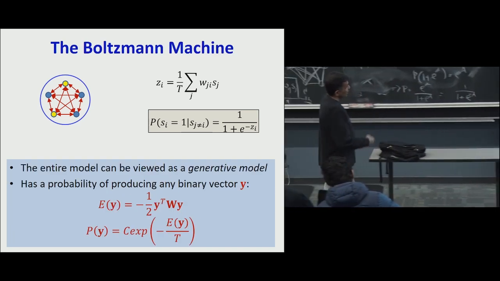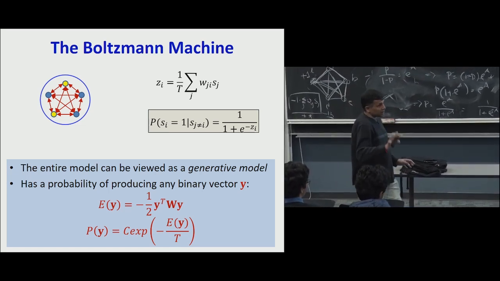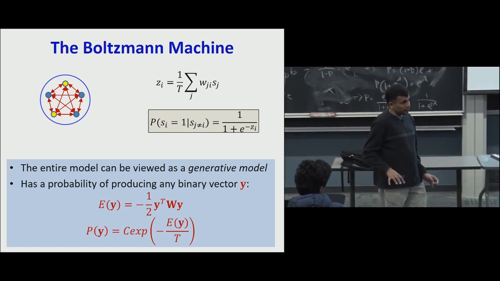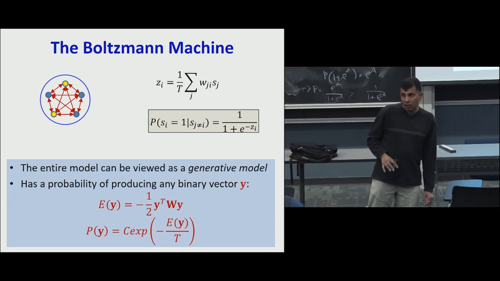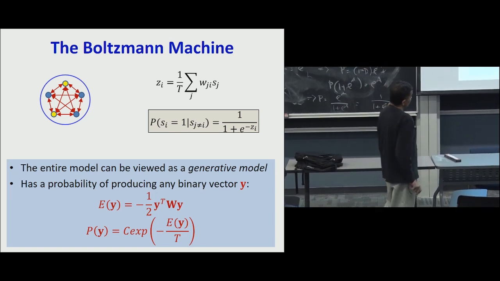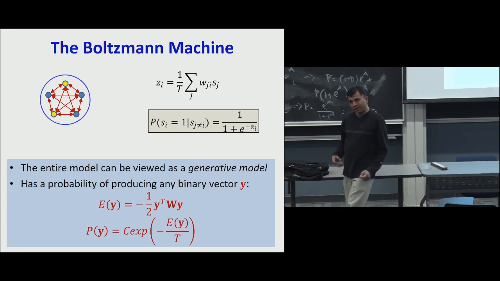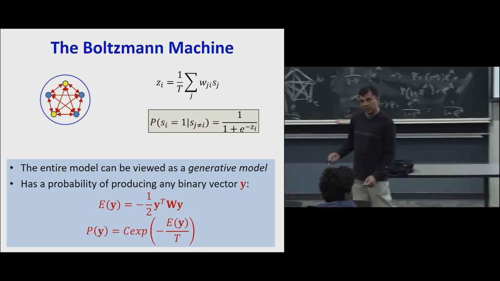The entire model can also be viewed as a generative model, in the sense that if I just start the network randomly and then let it evolve for a very long time, if you sample it, the probability of finding it in any state y is simply given by this formula over here. So it's actually able to generate samples from this distribution as well. It's a generative model.